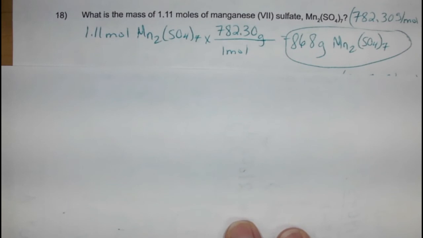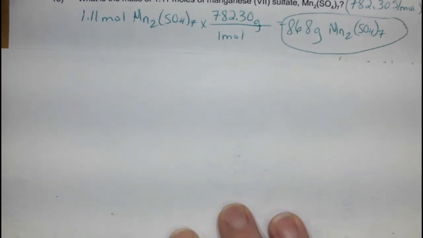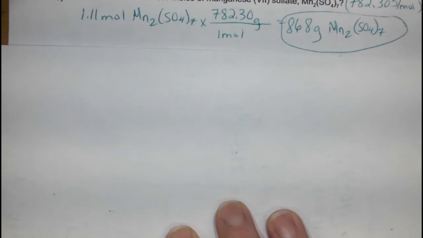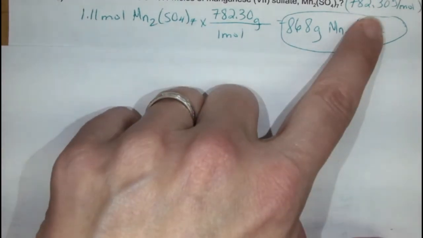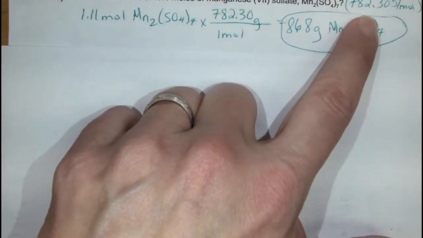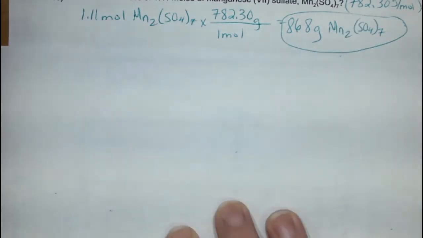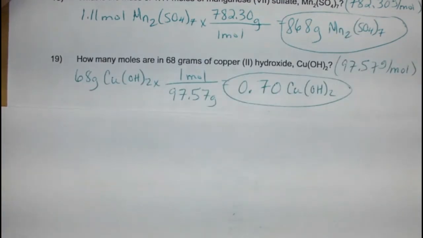18 is 868 grams of manganese 7 sulfate. That was a big formula. So chances are, if you didn't get that one correct, you probably added up the molar mass wrong. Because the bigger the molar mass gets, the easier it is to make a silly mistake when you add it all up.